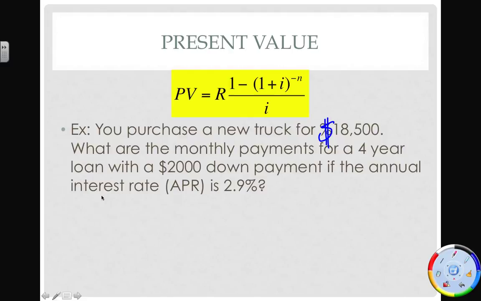All right. So some things that you need to know is how this equation works, obviously. So the truck costs $18,500, but you're putting $2,000 down, which means your present value is actually $16,500. You're borrowing this much money because you put $2,000 down already. Your R is actually the thing we're solving for because we want to know how much you're paying each month. My I is 0.029 divided by 4.